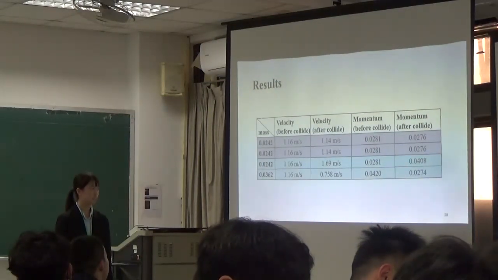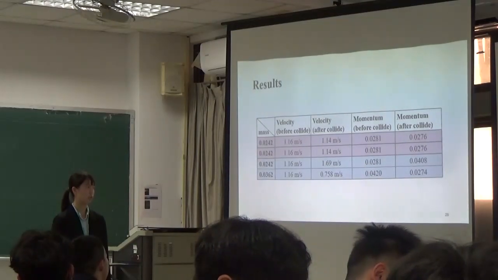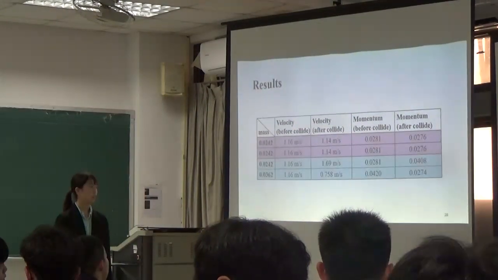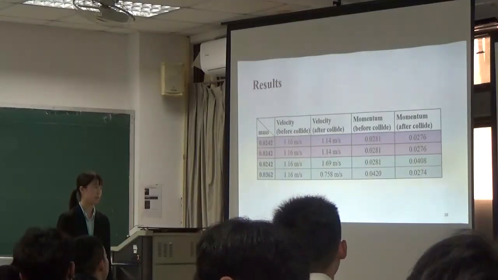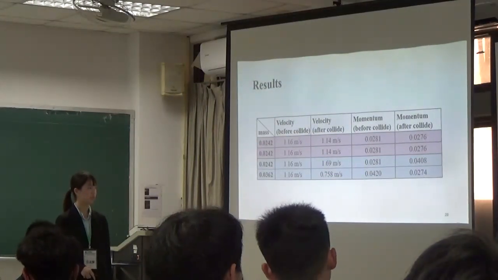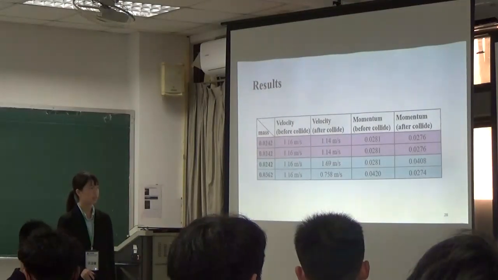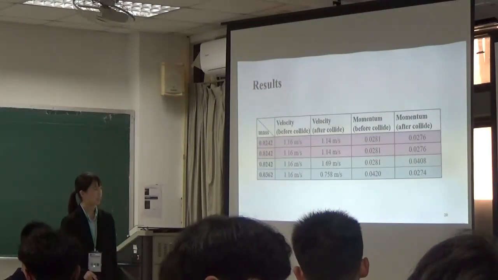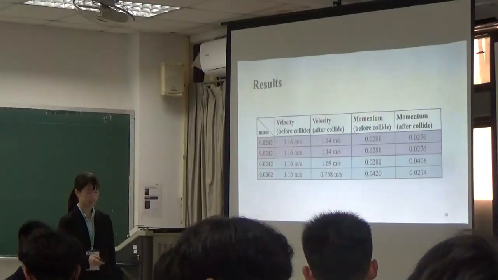This is the result. The purple one is a group of balls, and the blue one is another group of balls. We measure the velocity before the collision and after the collision. Velocity times mass is the momentum before the collision and after the collision.